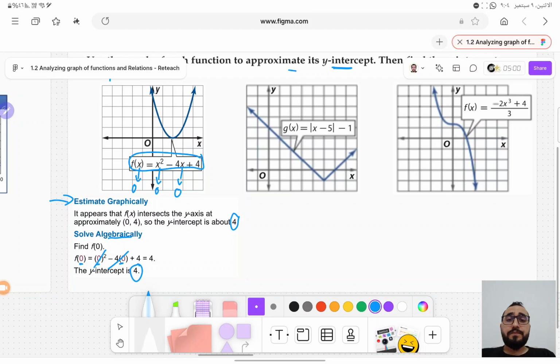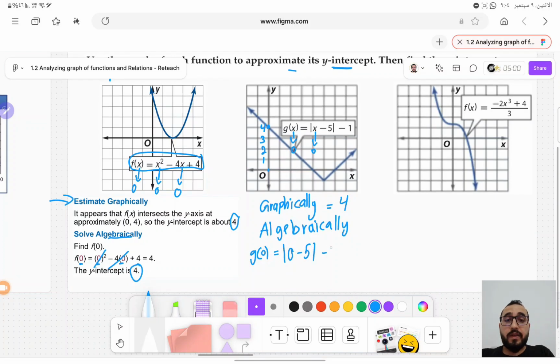Now look to the second question. Do the same thing. So with your eyes, if you look, it starts from 0, 1, 2, 3, 4. So if you are going to use it graphically, using your eye, the answer should be 4. Now if I want to do it algebraically, let's replace every x with 0. So this x will be 0 and this x also should be 0. So now g of 0 equals absolute value of 0 minus 5, absolute value, minus 1.